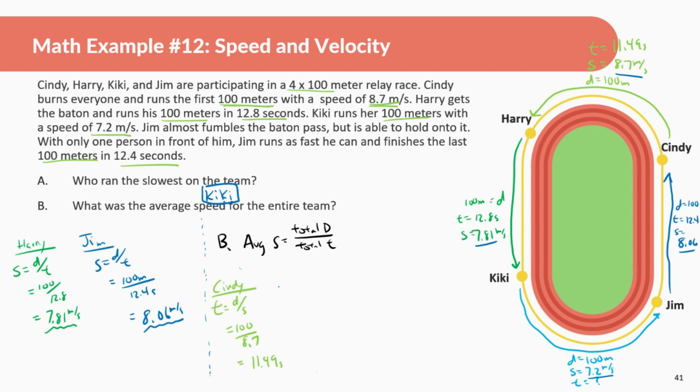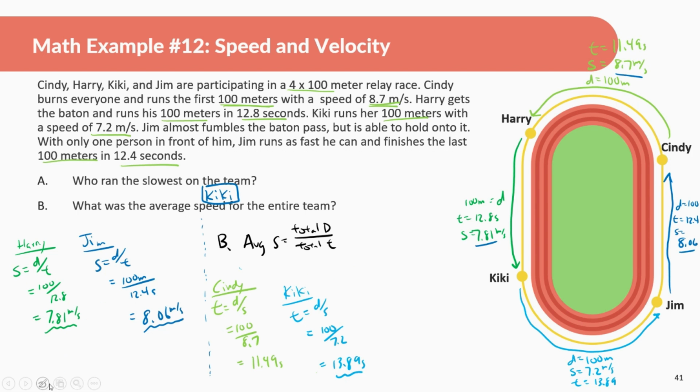And now we have to find what about Kiki. So for Kiki here, time is equal to distance divided by speed. The distance is 100 meters divided by 7.2, and that's 13.89 seconds. So now we have all the times and we have all the distances. So let's use this now to figure out what the average speed is.